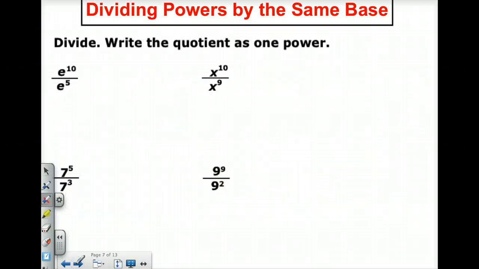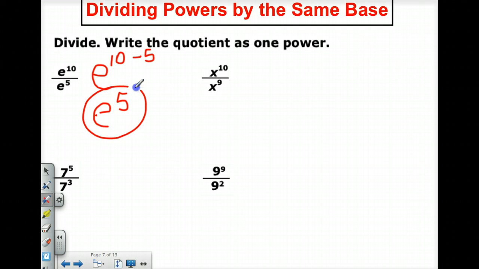We're going to go ahead. I'll do 2 problems with you, and then again we'll pause the video, you try 2, and then start it back up again. Let's start with the first question. The common denominator is E. The base is E. The exponents are 10 and 5. 10 minus 5 is 5. Our problem should be E to the 5th power. Final answer.